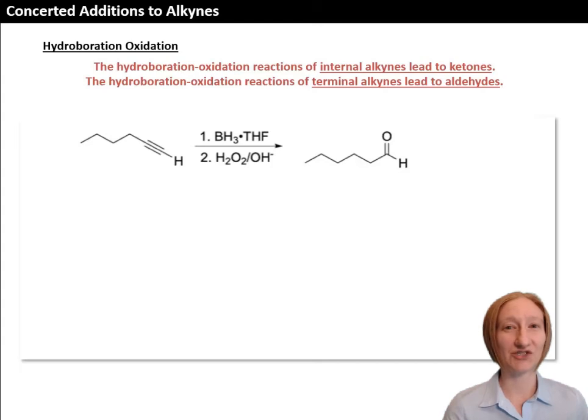As we've seen, the addition of borane, or BH3, to an alkene or alkyne will always occur with anti-Markovnikov selectivity. It will place the BH2 group on the less substituted carbon and the hydrogen on the more substituted carbon. That means that the addition of borane to a terminal alkyne will place the BH2 group on the terminal carbon, the alkyne carbon bearing the hydrogen. The reaction begins with the nucleophilic alkyne attacking the electrophilic borane to place the boron on the less substituted carbon.